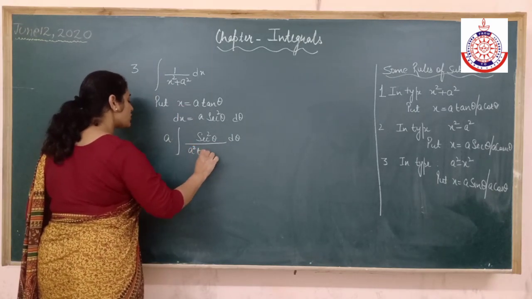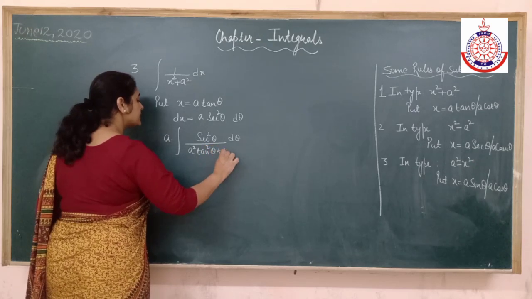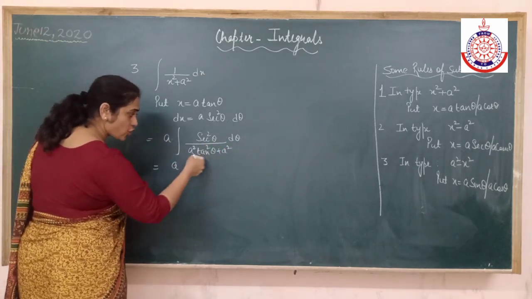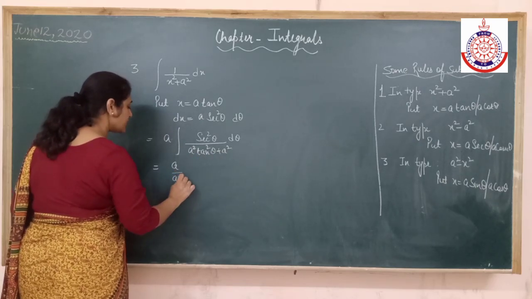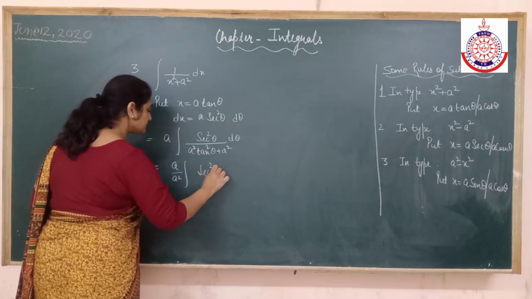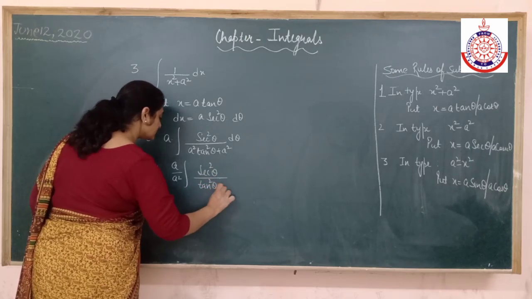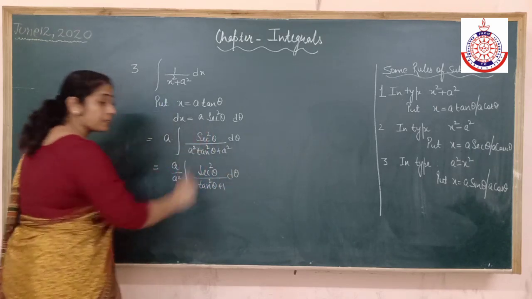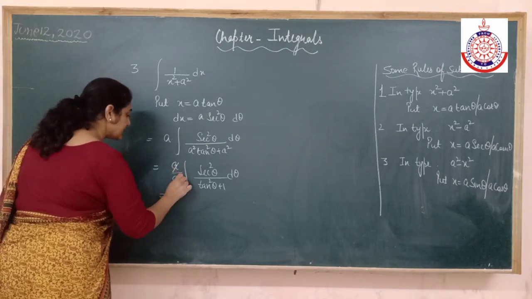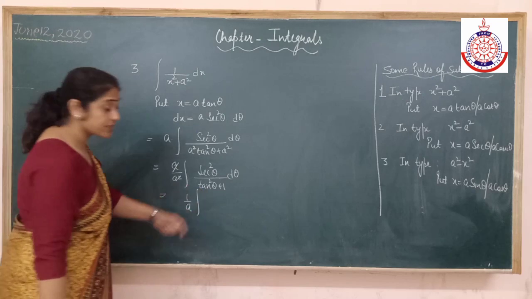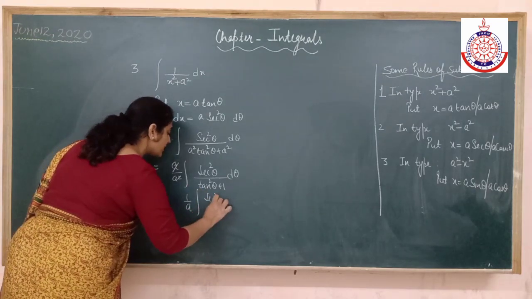Denominator, in place of x, I am putting a tan theta. So it will become a square tan square theta plus a square. A square I can take common from these two. It will go out of the integral as it is a constant. Alright, just cancel, 1 by a is left. What is 1 plus tan square theta? 1 plus tan square theta is secant square theta.